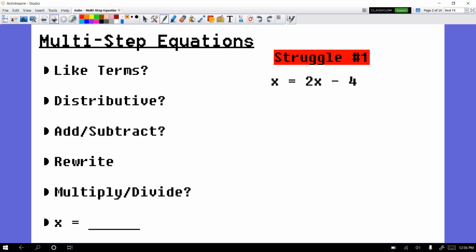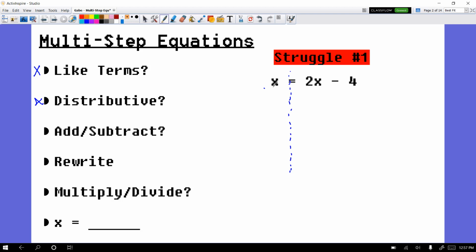Like for example, on struggle number 1, this is one of the problems that you sent me saying, I'm not sure. So let's take a look. The way that I go about doing this is I try and look on one side of the equal sign and I look on the other. That's where the like terms come in. Do I see anything I can put together over here? No. Anything I can put together over here? No. Any distributive property? No. Okay. Now I have variables on both sides.